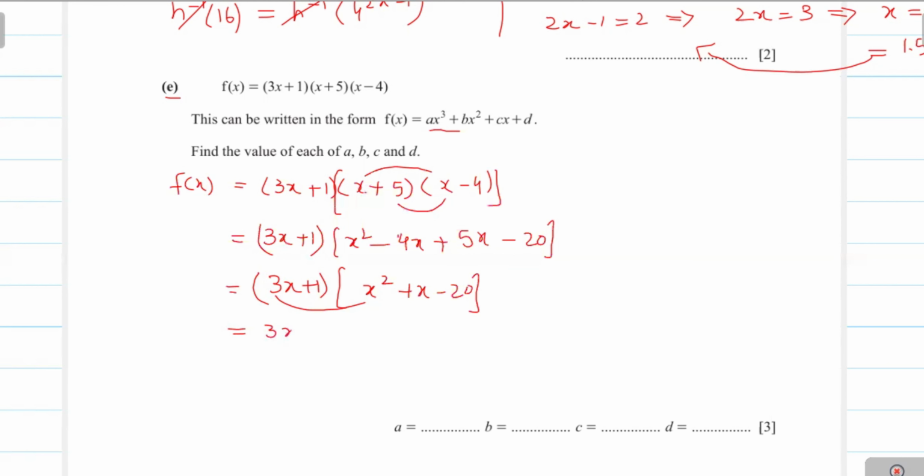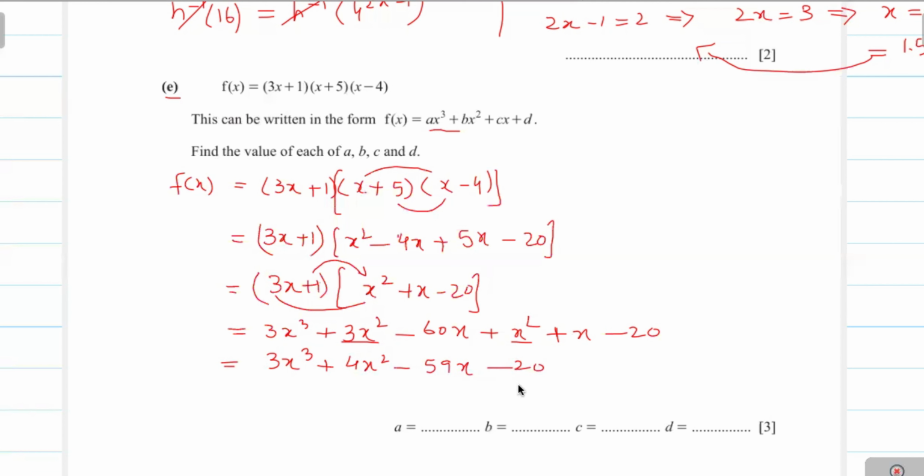It would be 3x cubed. Next, 3x into x becomes 3x squared. 3x minus 20 becomes 60x. And next, when we multiply by 1 plus x squared, then 1 multiply x is plus x, and then minus 20. Therefore, we can write it as 3x cubed plus 3x squared plus x squared, plus 4x squared minus 60 plus 1. That's equal to minus 59x and minus 20 as it is.